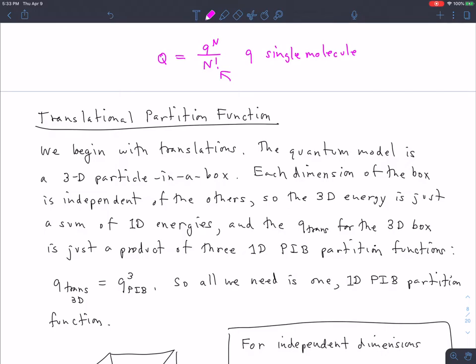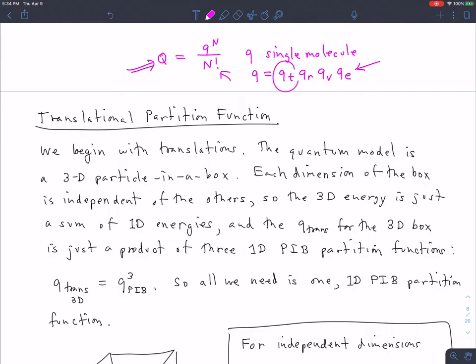Then we saw also that the molecular partition function is a translational partition function, a rotational partition function, a vibrational partition function, and an electronic partition function. So not only does the big partition function factor into a whole bunch of little ones, each little one also factors into a whole bunch of still smaller ones.